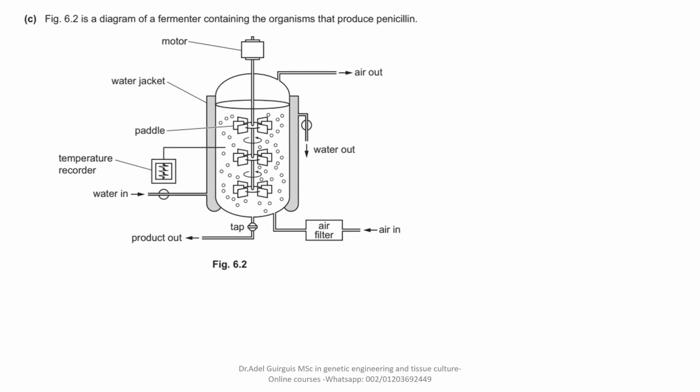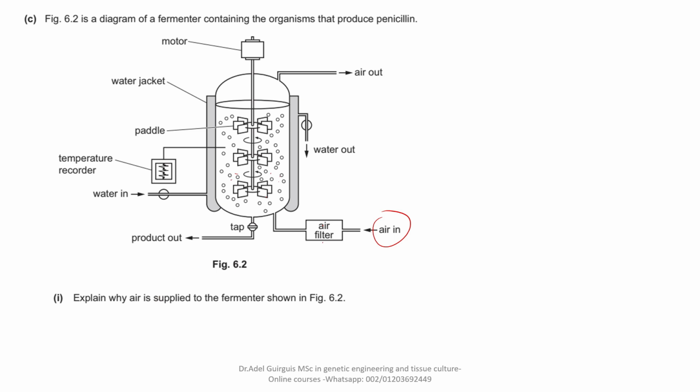Now, this is the design diagram of a fermenter containing organisms that produce penicillin. Explain why air is supplied to the fermenter shown in figure 6.2. Air is filtered to become sterile, without microorganisms, to avoid competition with the main organism, penicillium, inside the fermenter. Here, why is air supplied?